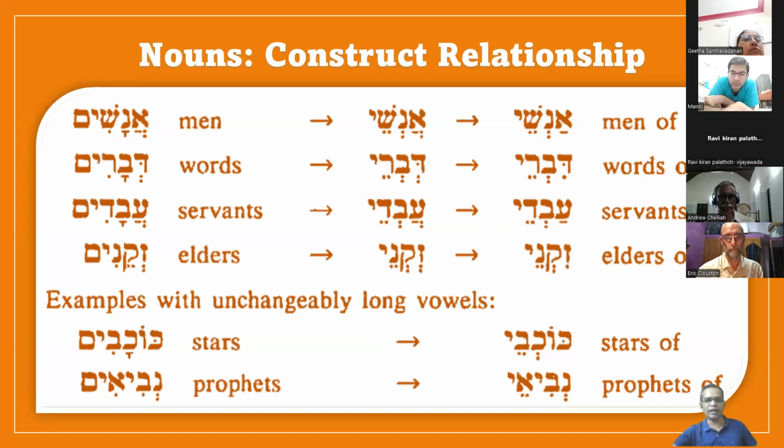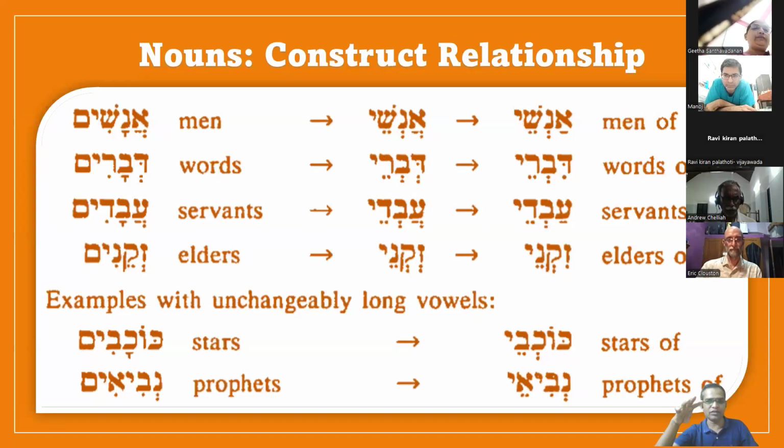It's only the unchangeably long vowels, which means if there is a vav or a yod involved. The rest of the vowels we can change. Exactly. Kamets can be changed, Patah can be changed, everything else can be changed. I'm going very slowly because these are important points with regard to vowel changes and the vocalization process.